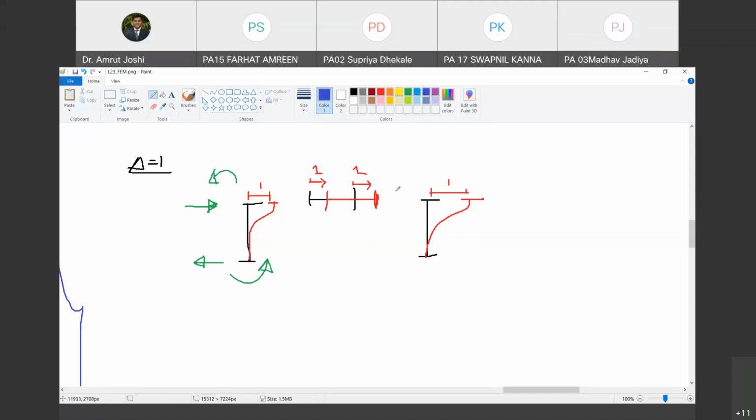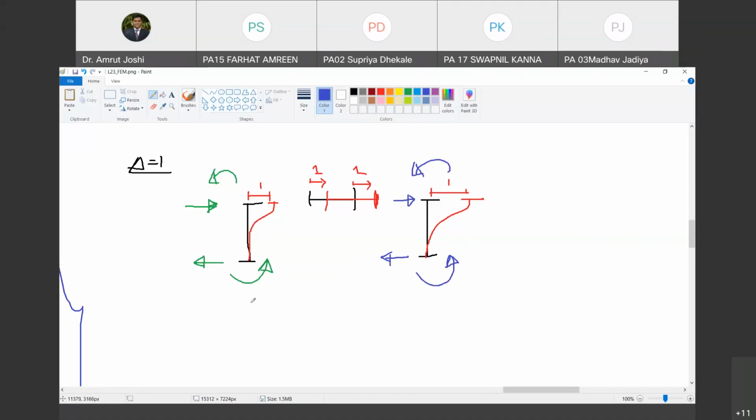Similarly, to move this end towards right, I will have to apply force towards right. Consequently, the reactionary force is towards left. This pair produces a clockwise moment. Consequently, the moments must be anti-clockwise. Yes, sir. Are you with me?